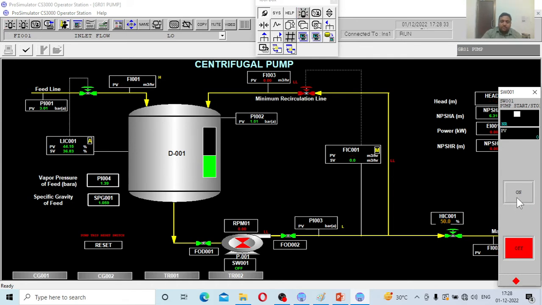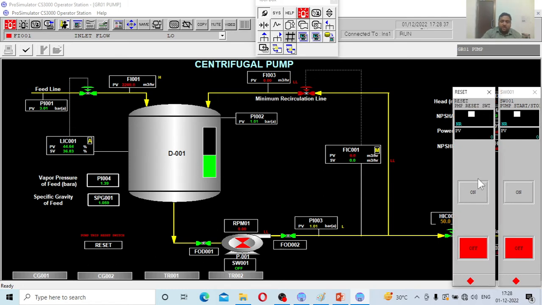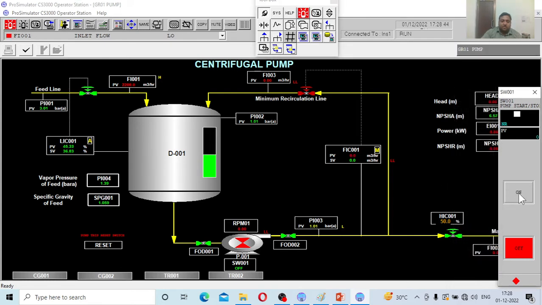Okay, it is not getting on. Maybe I have to reset the pump. Okay, let me reset the pump. Okay, now I'll turn the pump on.